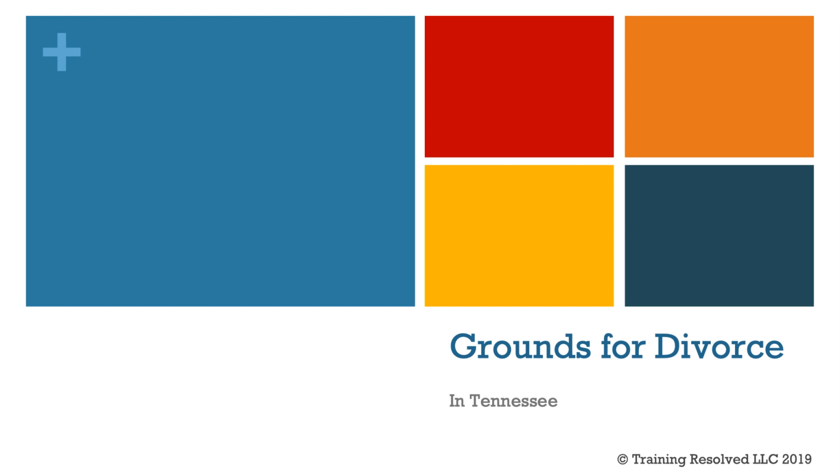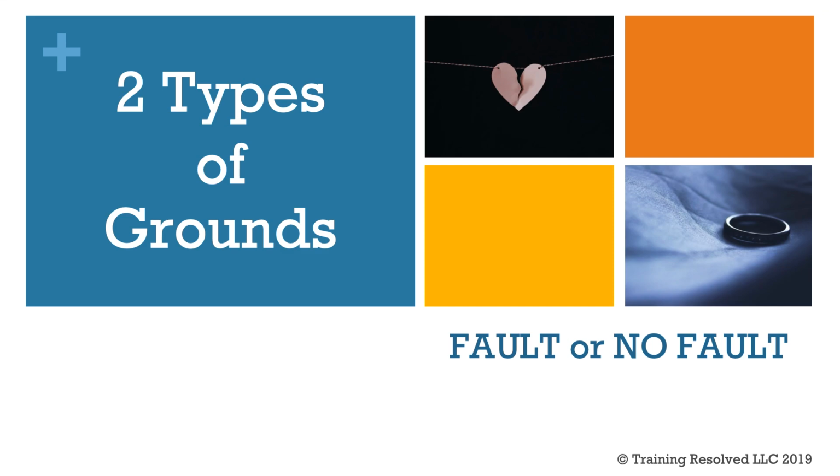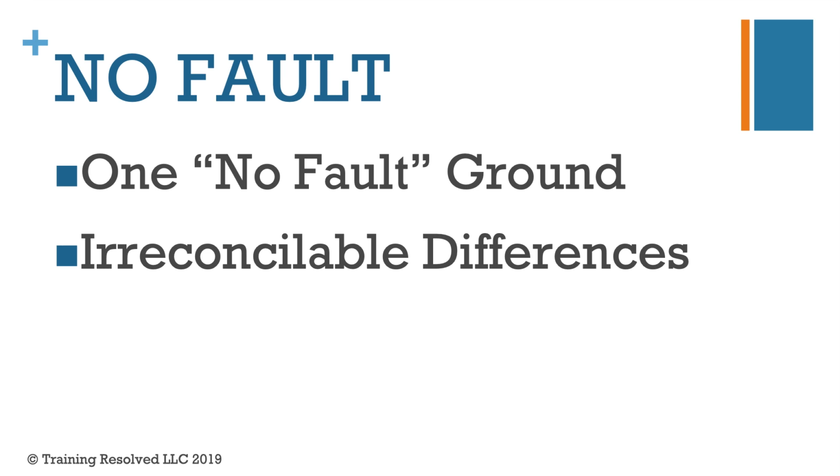Before we get started, I wanted you to know that there are actually 15 legal grounds for divorce in Tennessee. Tennessee has 2 types of grounds for divorce. One is called fault divorce, and the other one is called no fault divorce. Let's talk about the first ground. The easiest and cheapest way to file for divorce is on a no-fault ground. There's only one no-fault ground, and it is called irreconcilable differences.